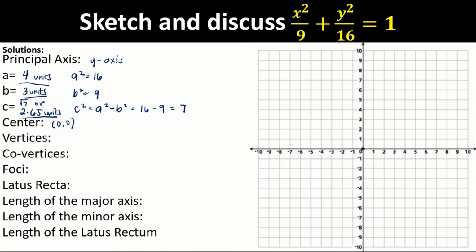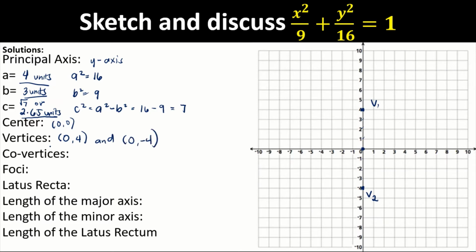Then, count 4 units upward and downward because ang principal axis natin ay nakay Y. So, we have 1, 2, 3, and 4. This point is the V sub 1. 1, 2, 3, 4. This point is the V sub 2. Okay, so the coordinates of the V sub 1 and V sub 2, we have 0, 4 and 0, negative 4.